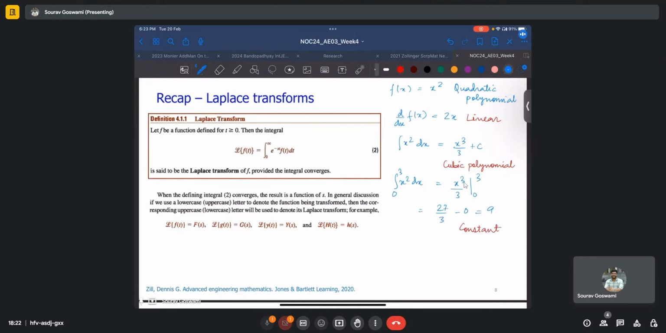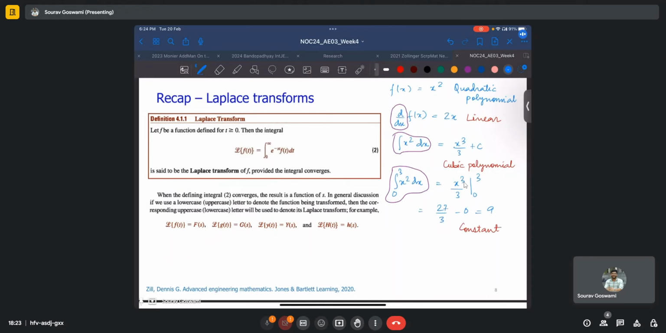So by performing either differentiation or indefinite integration or definite integration, I transform the given quadratic polynomial into either a linear function, a cubic polynomial, or a constant. Even differentiation and integration, whether indefinite or definite, are also transforms. They transform a function into some other type of function. And one very useful transform which helps us solve ODEs is the Laplace transform. And here is how it is defined.